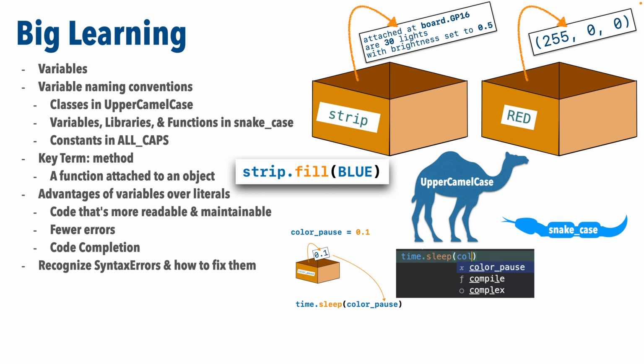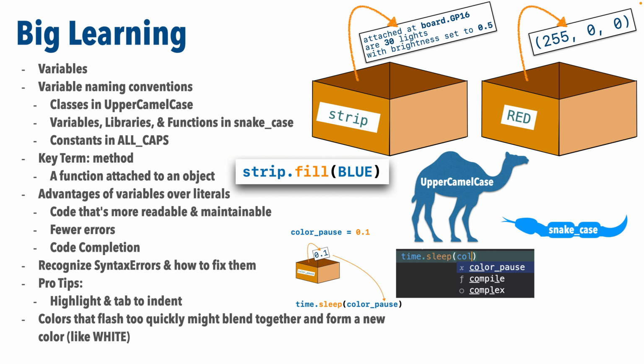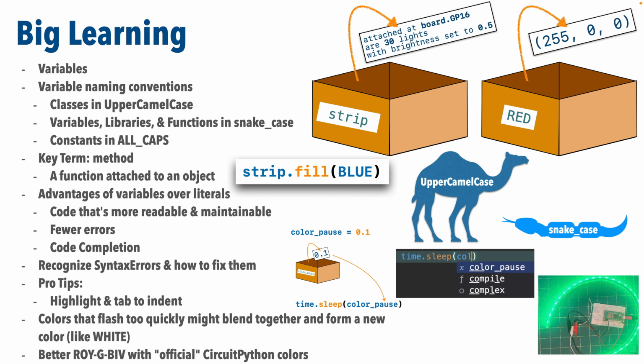We also learned to recognize syntax errors and saw how we could fix some, including noting the need to look above the line that's flagged as the error line. We once again got a bunch of pro tips, including highlighting code and pressing tab or shift tab to indent or outdent. We learned that colors that flash too quickly might blend together to form a new color, like white. And we coded a better roy-g-biv with official CircuitPython colors, and we saved these so that we could pull up that work, copy, and paste those colors in, so we don't have to tediously enter code each time we want any of the rainbow colors.